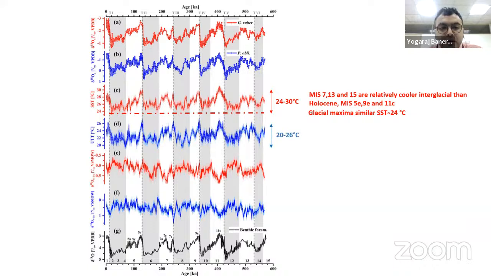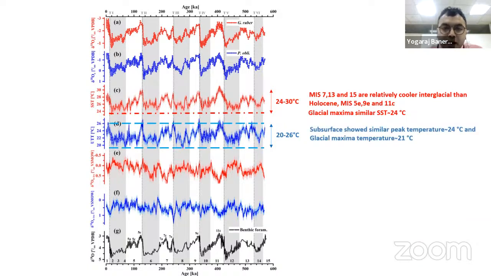And if we look at the UTT, we can see the variability is from 20 to 26 degrees Celsius here, and it shows that the subsurface temperature showed a similar peak around 24 degrees Celsius, and the glacial maxima temperature is around 21 degrees Celsius. That is also similar throughout the record.